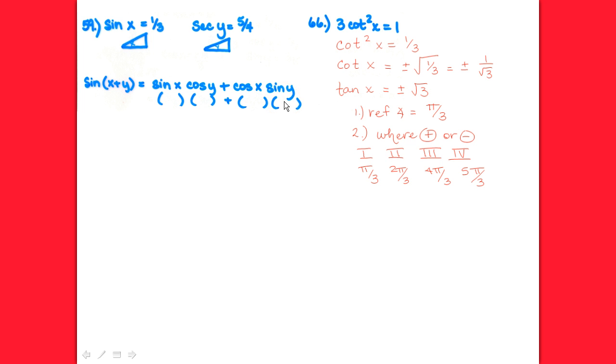Because it's 2 different values, x and y, that's 2 different central angles, I need 2 different triangles. So I'm going to come over here and build a triangle with the x information and then build a separate triangle with the y information. So let's start with the x information. Sine is opposite over hypotenuse. So I could say, okay, if this is my angle x, opposite of that is 1, hypotenuse is 3. Then what would I do to find the other side? Pythagorean theorem to find the other side.